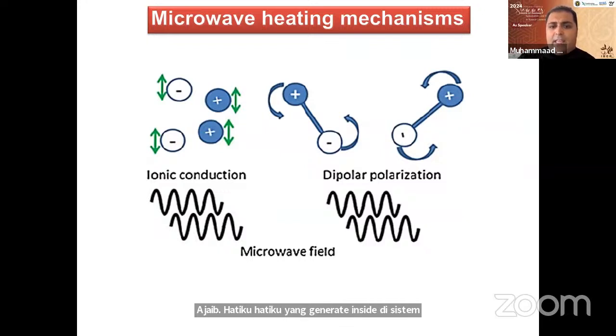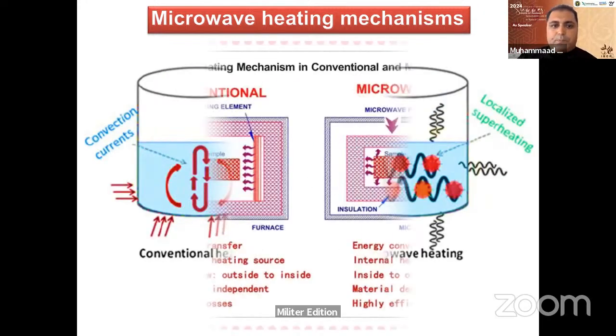This is the mechanism of the microwave heating procedure. There is ionic conduction and dipolar polarization, and together they produce a microwave field and it produces energy, and the amount of water or moisture within your substance actually generates the heat inside the material, and it increases the solubility of the compounds that are present in the plant powder.